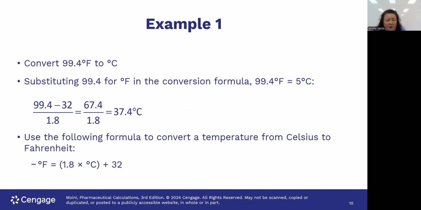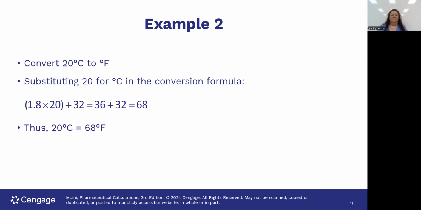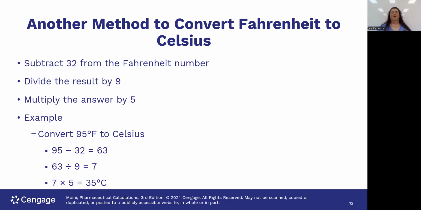And then they're telling us to use the following formula to convert a temperature from Celsius to Fahrenheit. So let's look at what that looks like. So here they're giving us 20 degrees Celsius that needs to be converted to Fahrenheit. So we were substituting the 20 for where degrees Celsius was in the conversion formula. So it becomes 1.8 times 20 plus 32. So 1.8 times 20 came to 36, plus 32 came to 68. So that converted from 20 degrees Celsius to 68 degrees Fahrenheit.